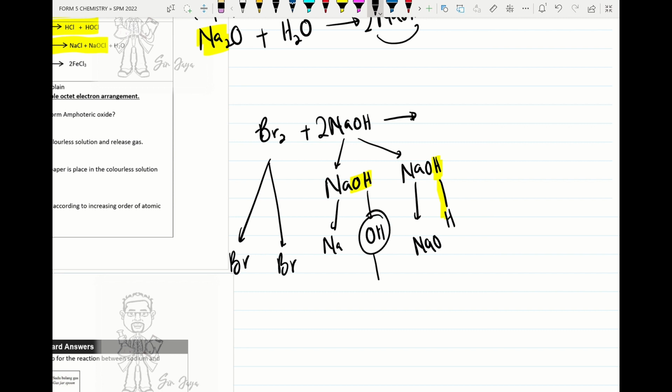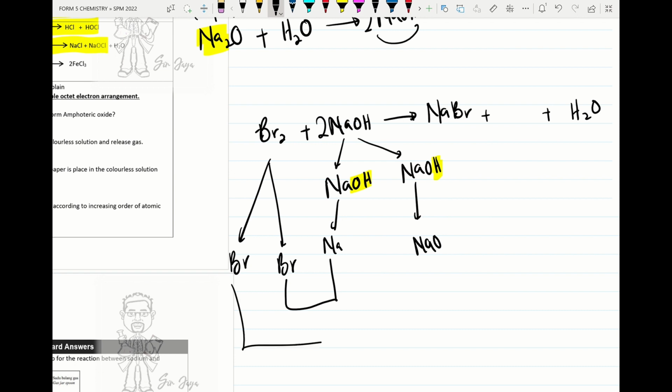Right. So please remember, hydroxide joins with hydrogen. So one product that we will get is water. So we remove the hydroxide. Right. So next one, sodium will join with bromide. So we will get sodium bromide. And this one will join with NaO, forming sodium hypobromite.